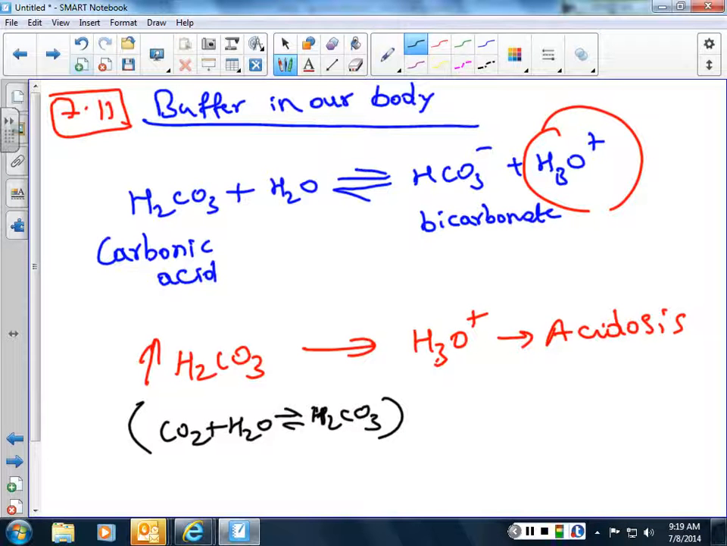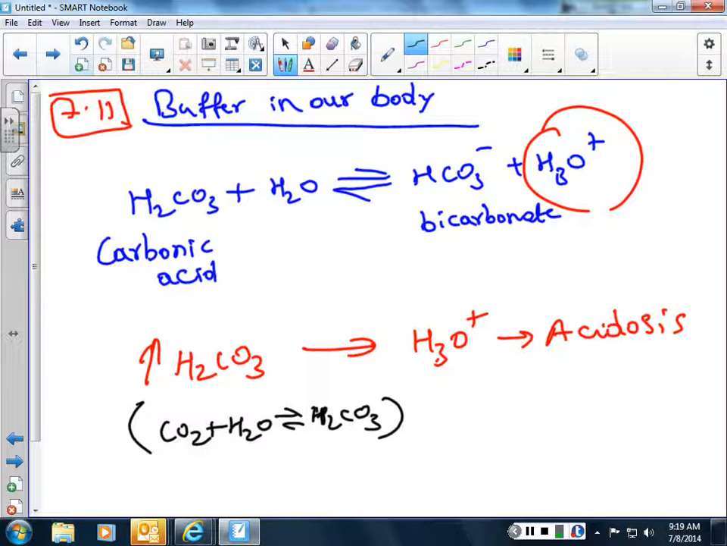So now this reaction will give you carbonic acid. So we know that we inhale CO2, correct? So CO2 dissolved in water gives you carbonic acid. And you know if you increase carbonic acid, what happens? You get acidosis.